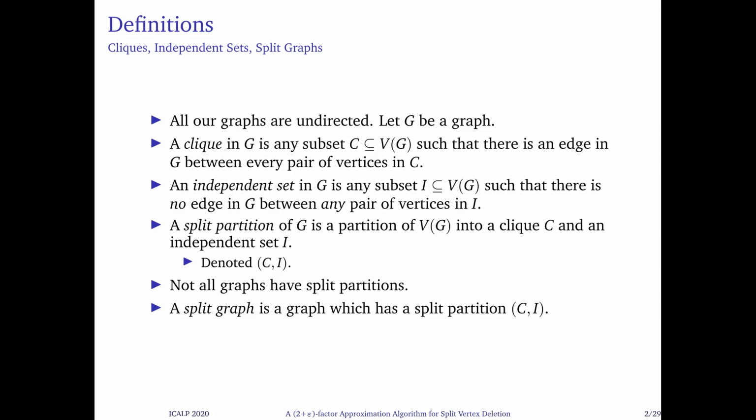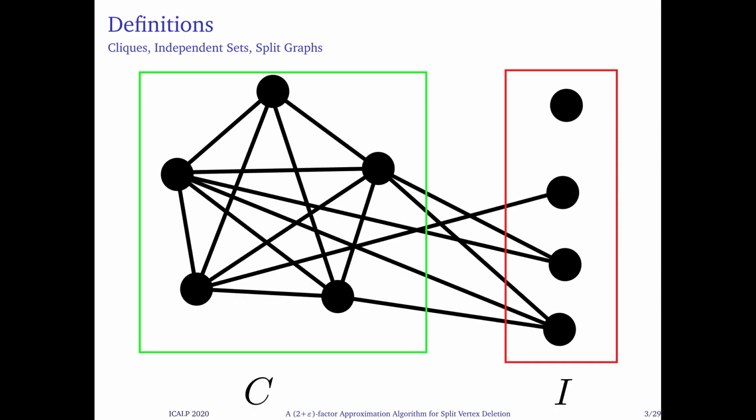A split partition of a graph G is a partition of the vertex set of G into a clique and an independent set. These are denoted C and I, and the split partition is denoted (C, I). Not all graphs have split partitions. A split graph is exactly a graph which has a split partition (C, I). Here is an example. This is the graph. C denotes the clique in the graph and I denotes the independent set. So this is a split graph.